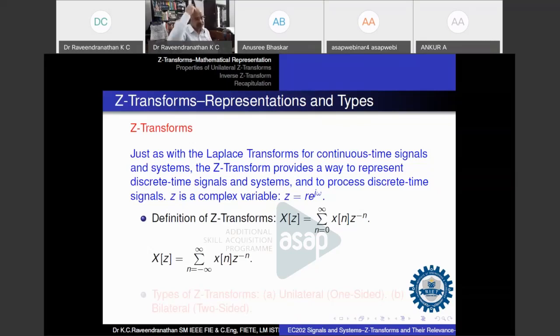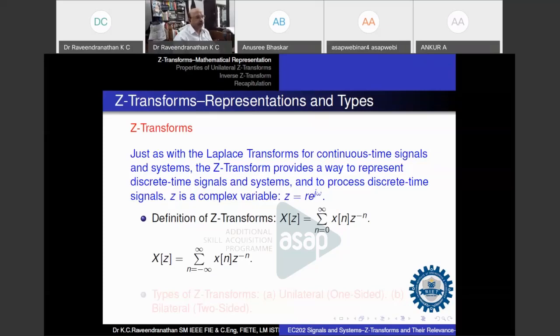It is informative to compare Z transforms with the Laplace transforms. Laplace transforms are applied to continuous time signals and systems. In the same way, Z transform provides a very efficient manner to represent and process discrete time signals and systems. So we introduce a complex variable Z, which is equal to r into e raised to j omega, where r is the radius vector and omega is the angle. We will have a pictorial representation of this soon.